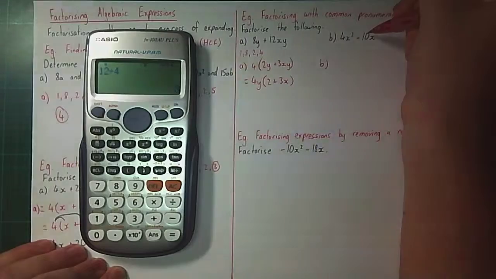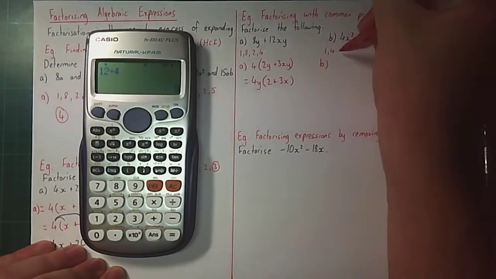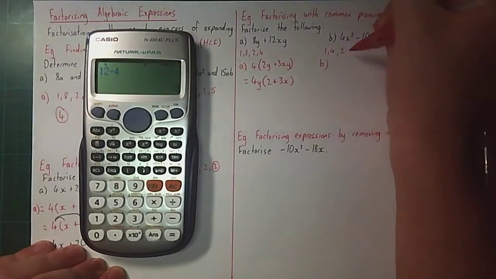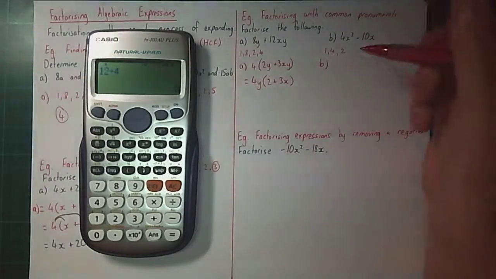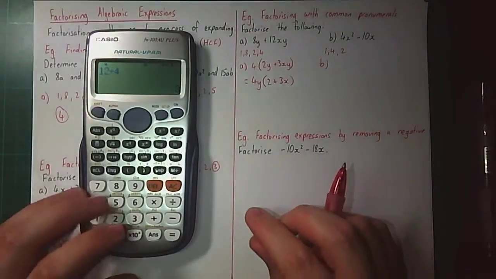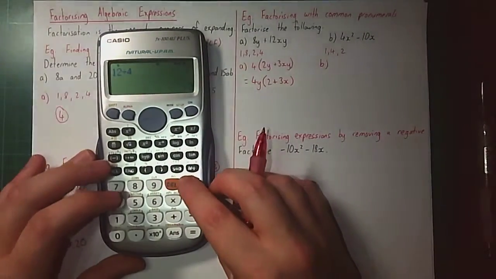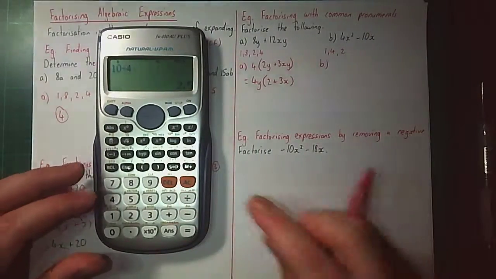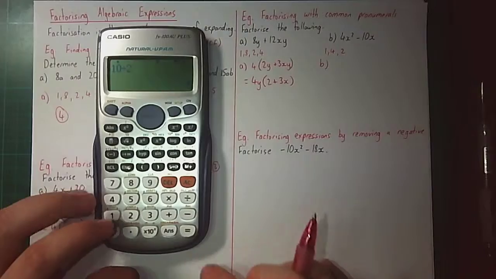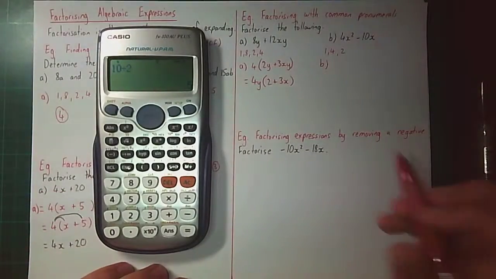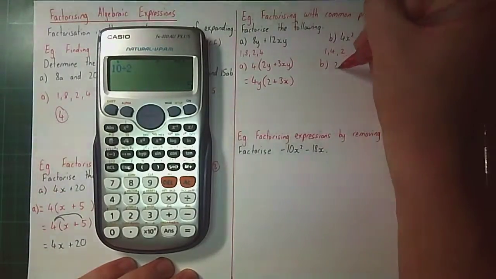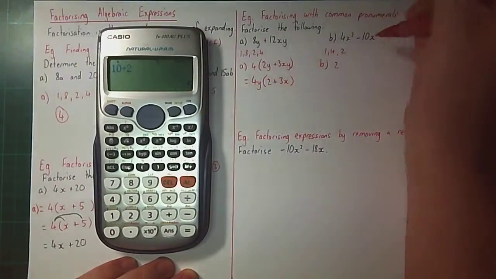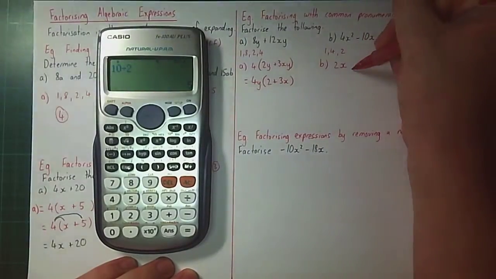List the common factors of the lower number. We've got 1 and 4, and, well, it's 2, because 2 times 2 is 4. And we're going to check, starting off with the highest number, what we can divide 10 by. 10 divided by 4 doesn't work. 10 divided by 2 does. It gives us 5. So 2 is our number, and there's x. There's at least one x that's in common.